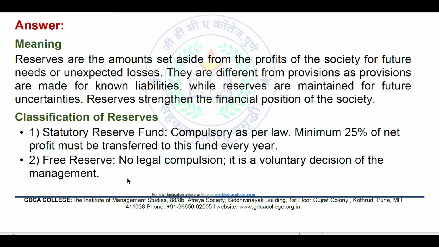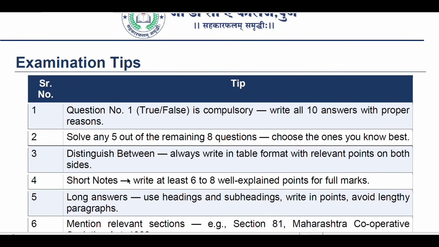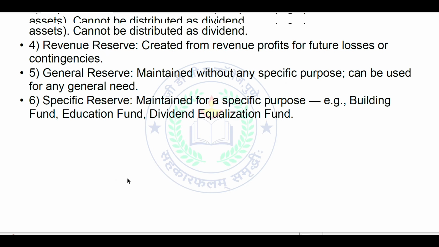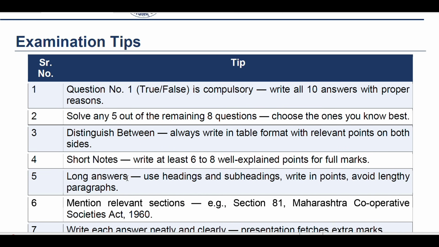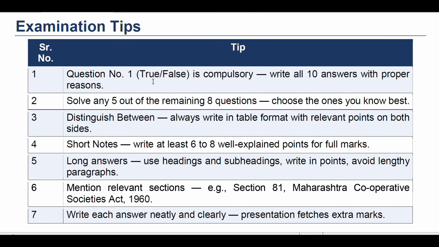So these are the classifications of reserves, and you can write these types now. And I'll tell you the examination tips now. Question number 1 is compulsory. If true or false comes, you have to write all 10 answers with proper reasons. Every answer carries 1 mark and the reason carries 1 mark, so each question will be of 2 marks. You have to write accordingly, with the reason why a particular sentence is true or why it is false.